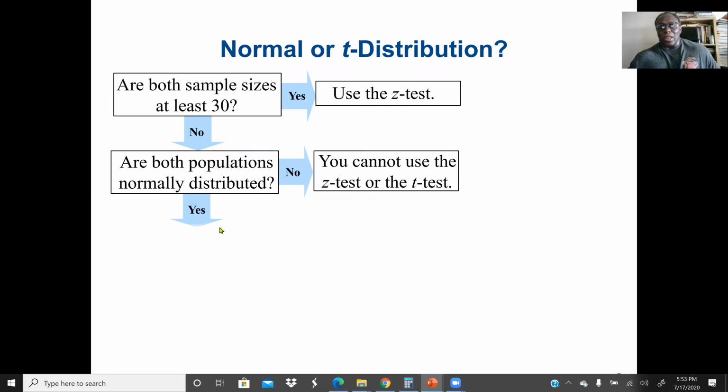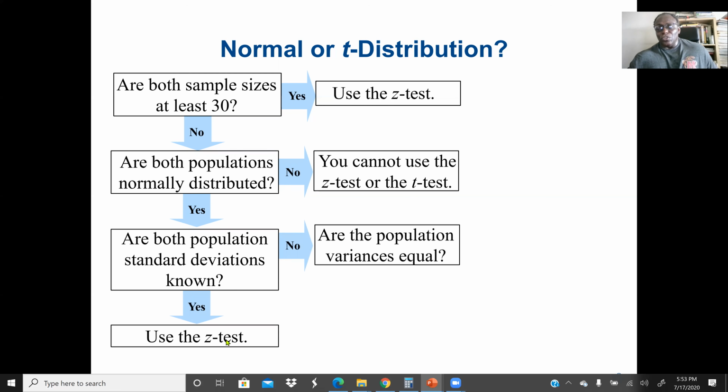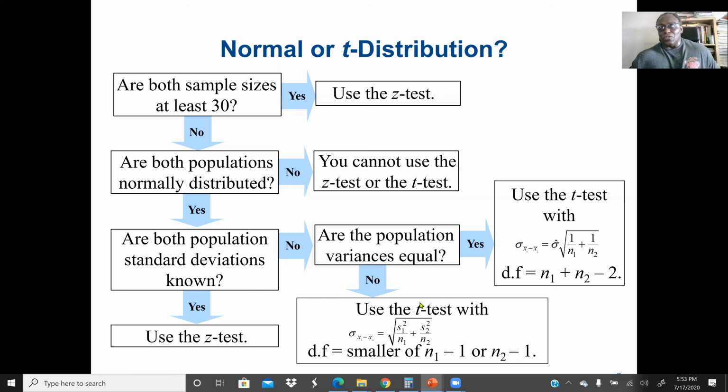But if they are normally distributed, are both population standard deviations known? If they are known, then we use the Z-test. If no, are the population variances equal? That's what we check on the t-test condition. If it's no, then we use the t-test with this formula. And if it's yes, we use the t-test with this formula. And actually, this is what we are doing right now.